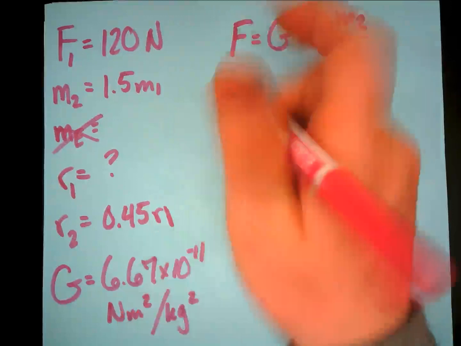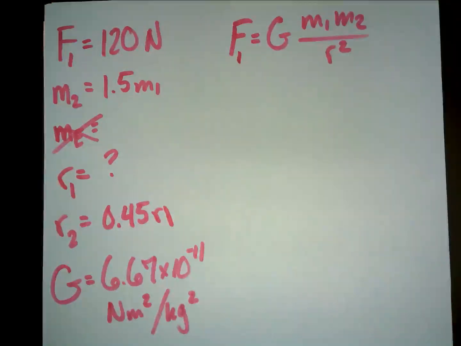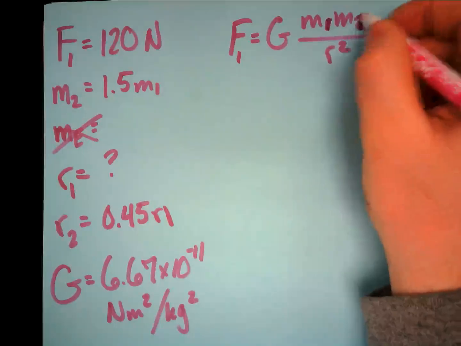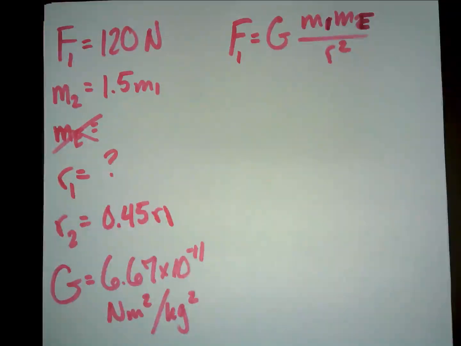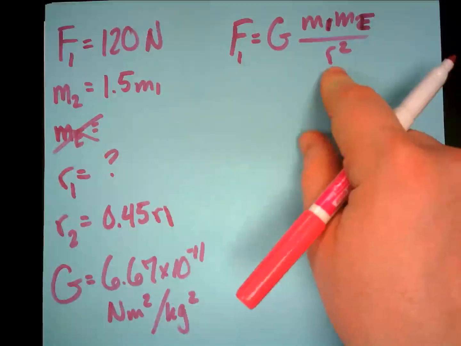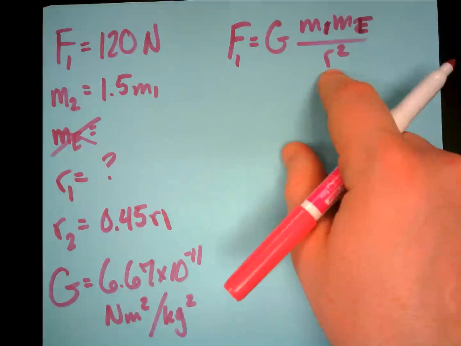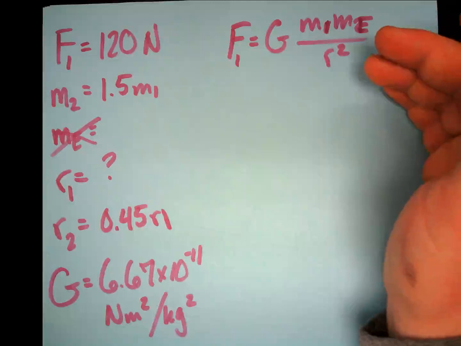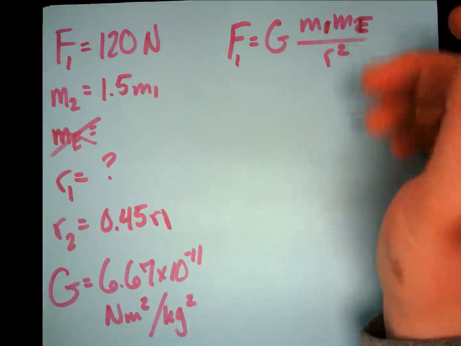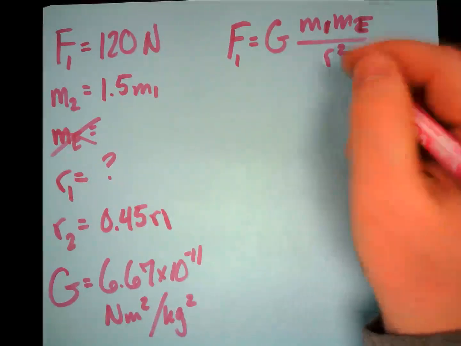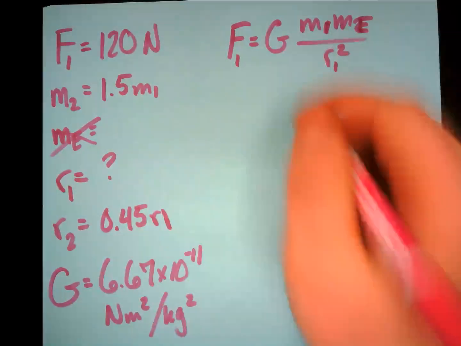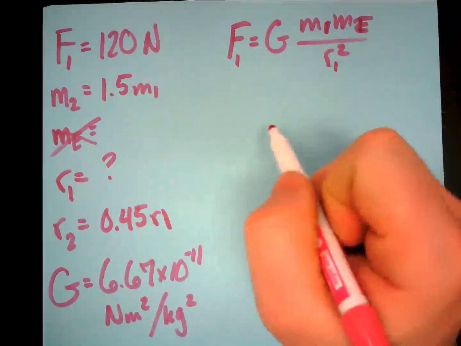So if this were the force of our first object, this is how they found it. They used the mass of the first object and also the mass of the Earth, and the radius, the distance between them. So we can use some little tricks here to solve for things that we don't have. That's also the first radius. So let's use this to solve for, let's say, the radius.